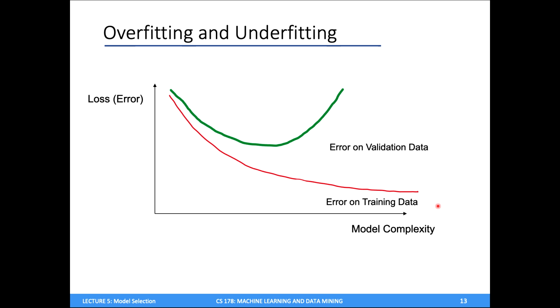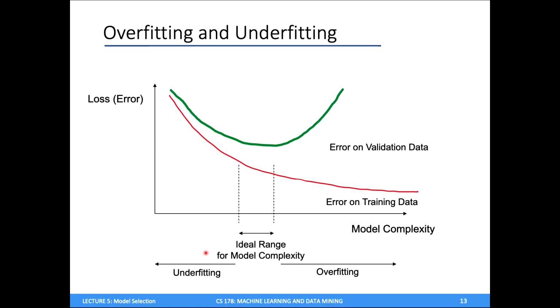If I make my model bigger and better, it's going to do a whole lot better on the data that it actually saw. But interestingly, the error on the validation data, or the error on your testing data, will decrease for a little while, and then eventually start increasing. And that's exactly that overfitting problem that we've been talking about.